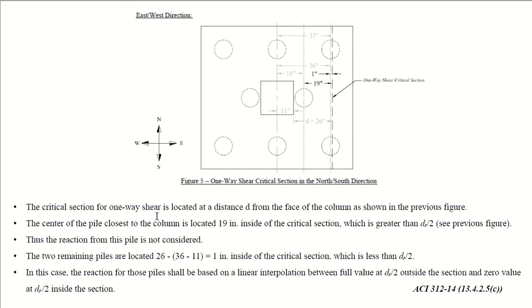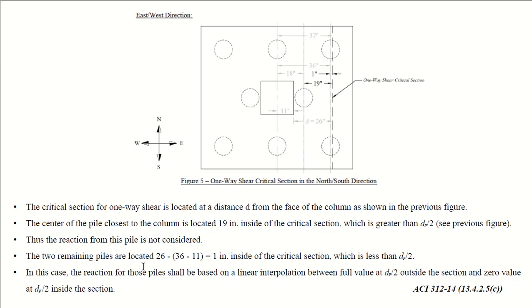The critical section for one-way shear is located at distance d from the face of the column as shown in this figure. The center of the pile closest to the column is located 19 inches inside of the critical section. See this pile, its center is 19 inches inside this critical section, which is the dotted line. The solid line is the center of these two piles, which is greater than d by 2. See, d by 2 is 6 inches and this distance is 26 inches. Thus the reaction from this pile is not considered. This pile is not considered.